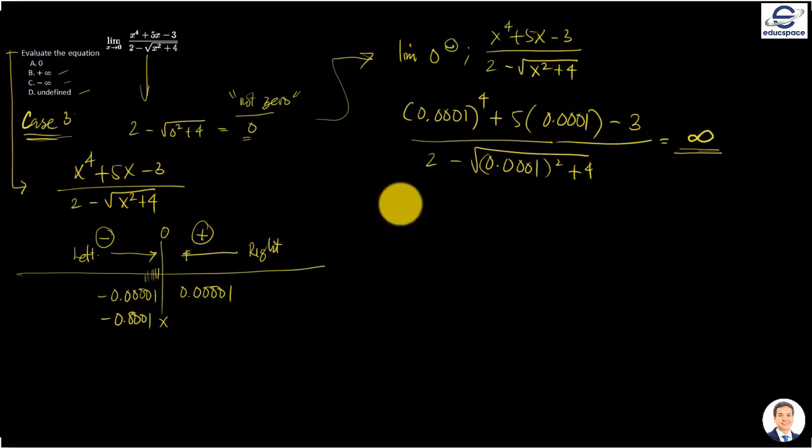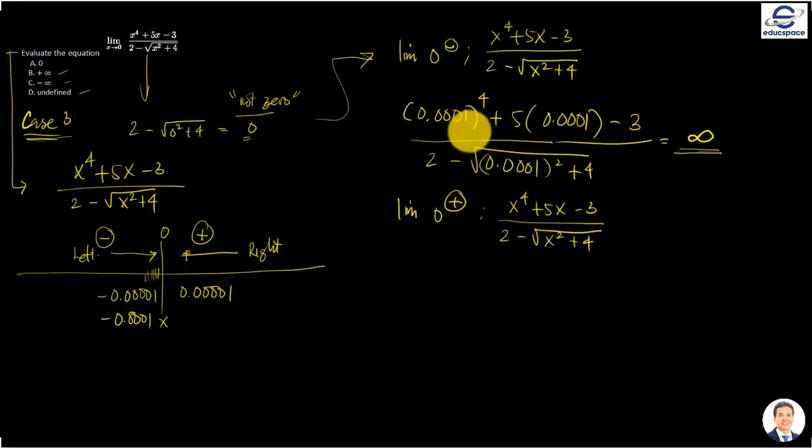All right, next, if the limit is approaching from the right side, so again the same equation: x to the fourth plus 5x minus 3, over 2 minus the square root of x squared plus 4. So now we substitute this value. Let's say positive 0.001. Okay, same as this, but positive. So let's take this as x equals 0.001.